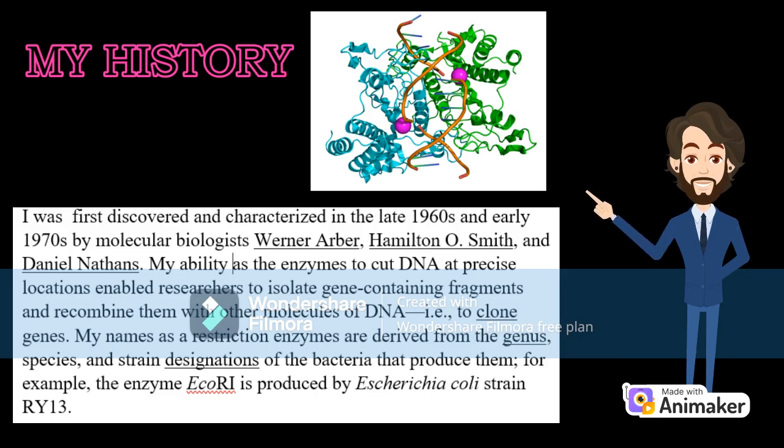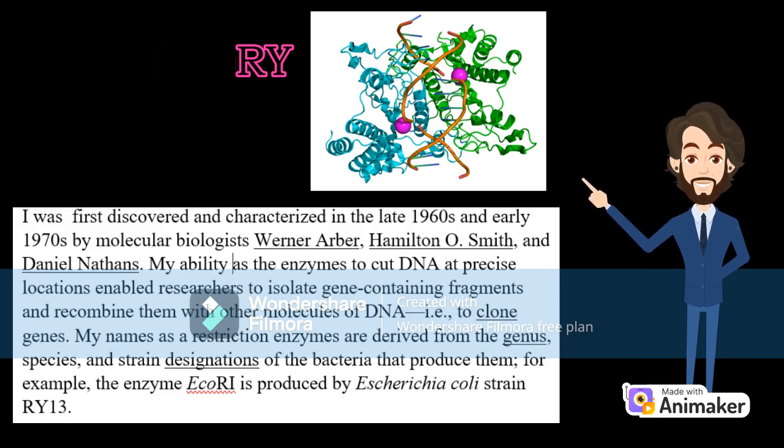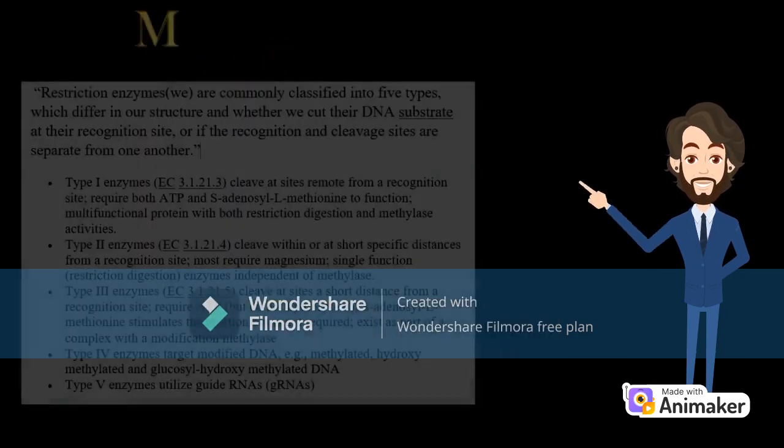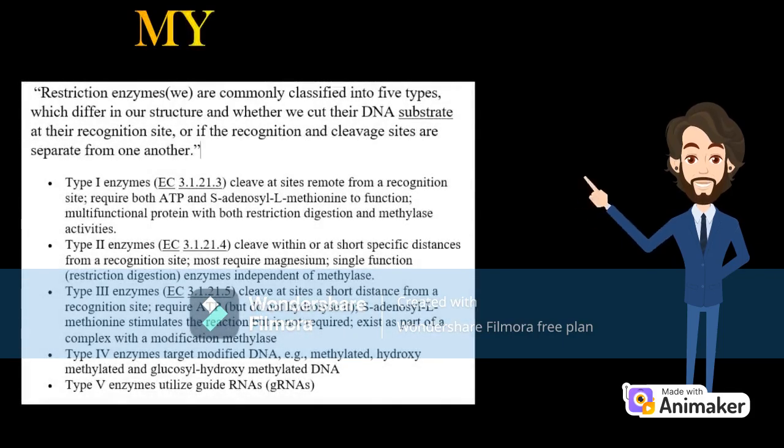My name as a restriction enzyme is derived from the genus, species and strain designation of the bacteria that produce them. For example, the enzyme EcoRI is produced by the Escherichia coli strain RY13. Here E gives the genus name, CO, the two middle letters, gives the species name, and R gives the strain in which it was discovered. Now I will say about my classification.